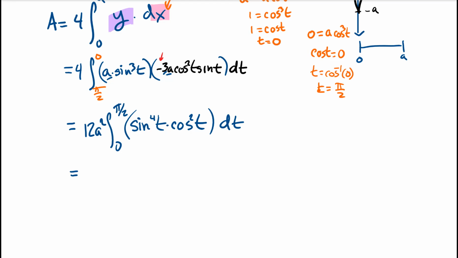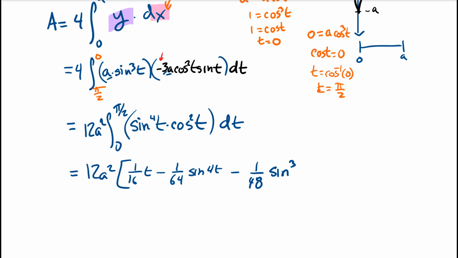Let's plug it on in. This is going to be 12a squared times, since you've seen it so many times before, why should I do this? This is going to be 1/16th t minus 1/64th sine of 4t. Clearly, but you've already done this before. You don't need to see this done again. You're an old pro with this. Then we're going to evaluate this from 0 to pi over 2.